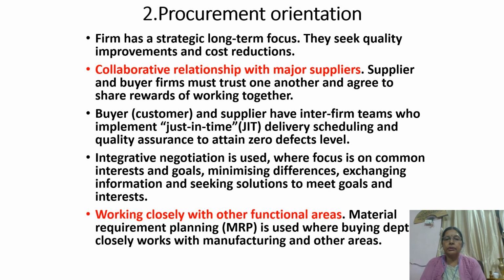Also in procurement orientation, the supplier firms and the buying firms work with other functional areas of the industrial customer like the purchase department of his company, the manufacturing department, the marketing department, the accounts department. They work with the other functional departments and do the material requirement planning, which is known as MRP.